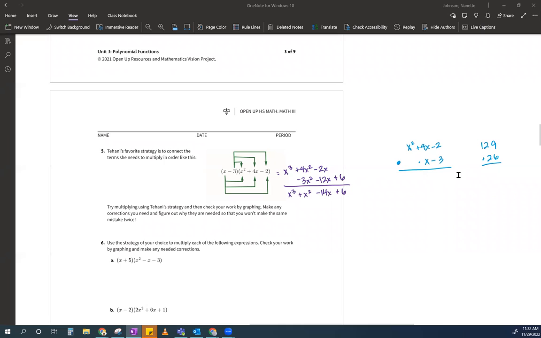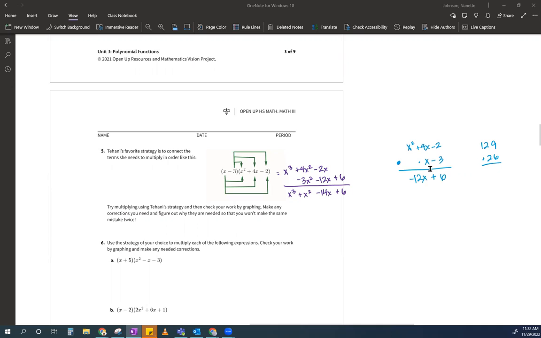So see which way you like best, and then that's the way you should do it. Okay, so I'm just going to do this really quick. -3 times -2, that's 6. And I'm going to put a plus in front of it so I don't forget that it's a plus 6. -3 times 4x is -12x. And then -3 times x squared is -3x squared.